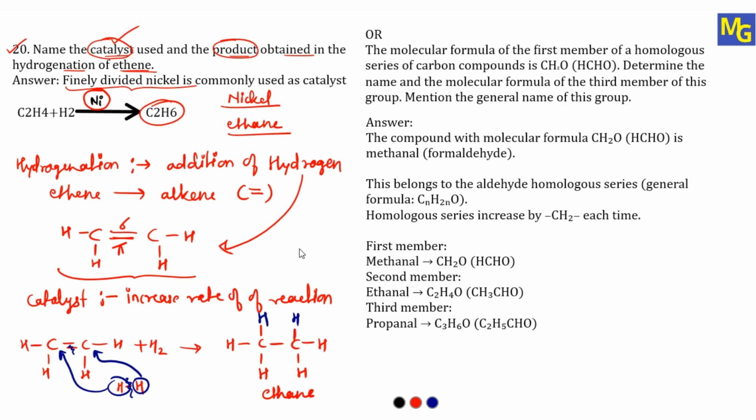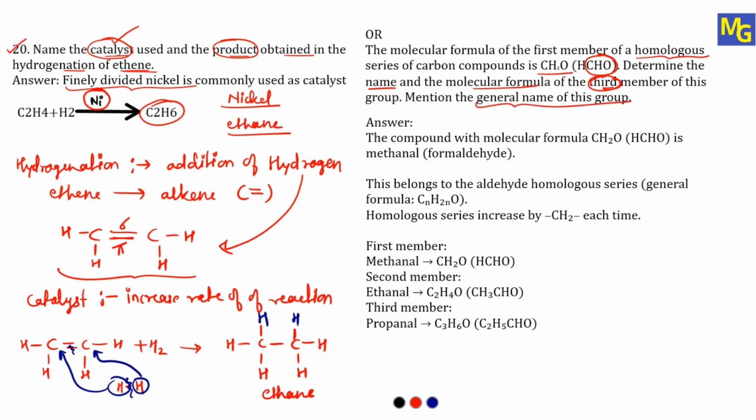Now we'll move on to the OR option. The molecular formula of the first member of a homologous series of carbon compounds is CH2O. It is nothing but HCHO. In HCHO, CHO is nothing but the aldehyde group. Determine the name and the molecular formula of the third member of this group. Mention the general name of this group. So we have to find out the name and molecular formula of the third member of this homologous series, and also the general name of this group.